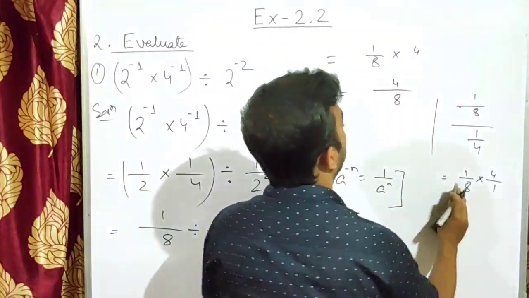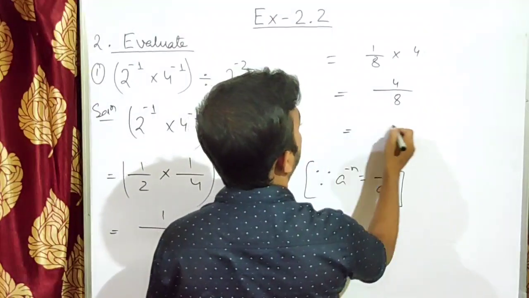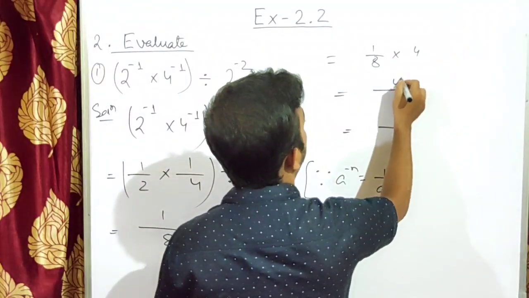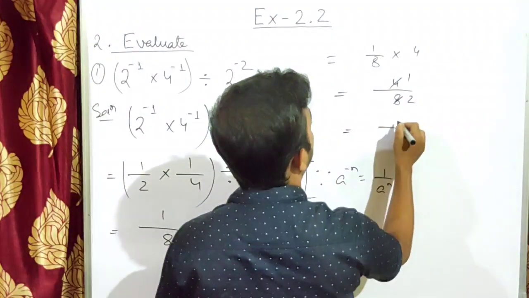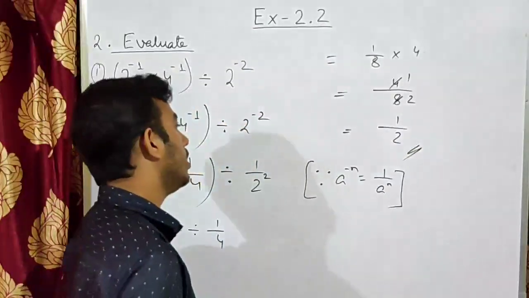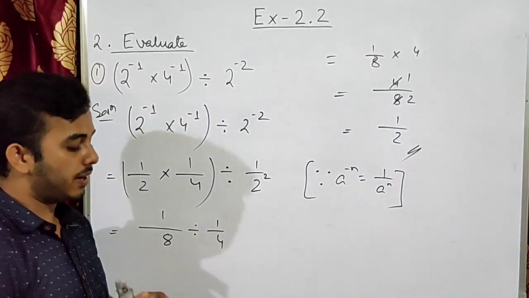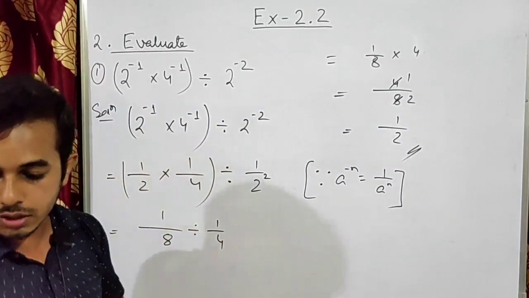Clear? Okay, now can we cancel these two terms? Yes, we can, isn't it? If we cancel by 4, 4 into 1 is 4, 4 into 2 is 8, so it will be 1 by 2. So this is our simplest one, and we have evaluated this, right? So now let's solve another one and you will be more clear.